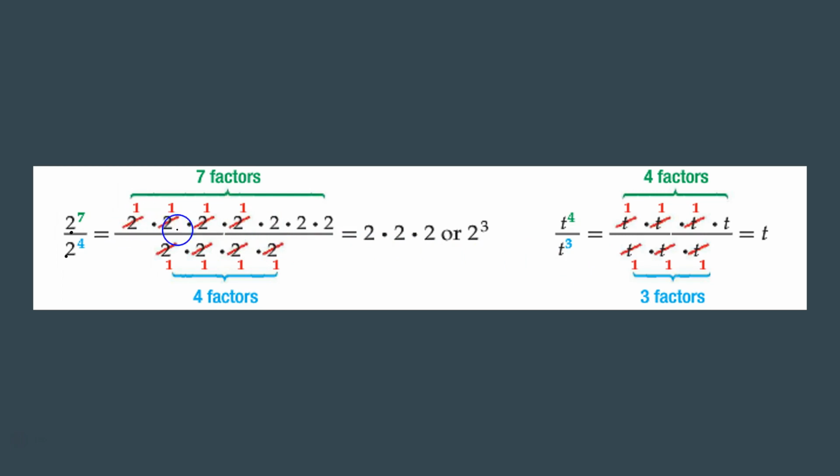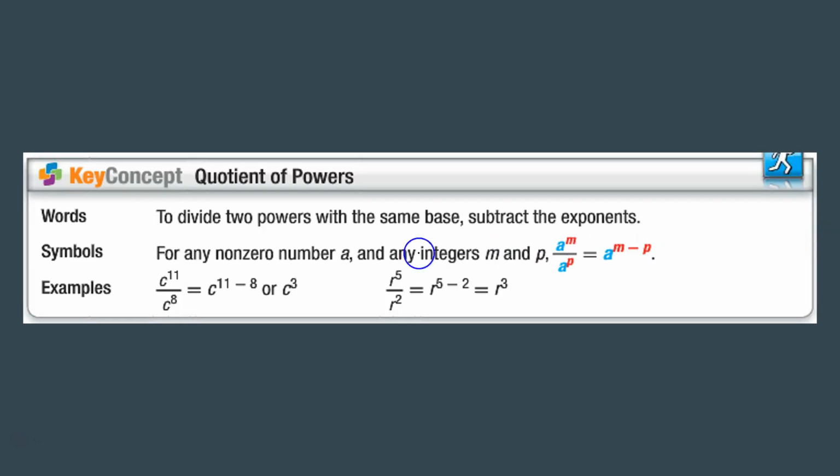So notice one set was canceled, another set was canceled, and then another set, and then the final set, because we can't go any farther since there's none left on the denominator. Then we have 1, 2, and 3, 2 to the power of 3 left, and that's the same idea here, which is going to make more sense for the quotient of powers.